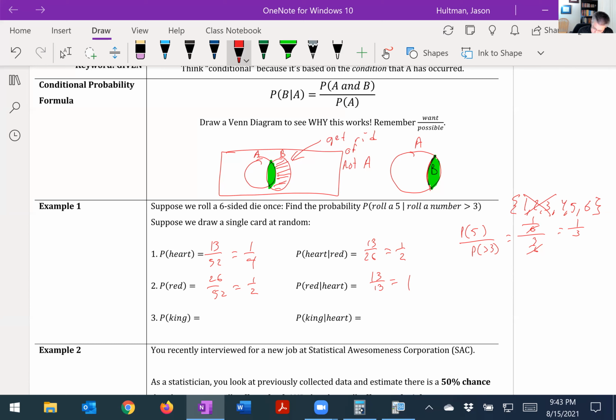Probability of being a king is 4 out of 52, which is 1 out of 13. And the probability of being the king of hearts, that's 1 out of 52. And the probability of being a heart is 1 out of 4, or 13 out of 52. And so we can cancel the 52s, and that becomes 1 out of 13.